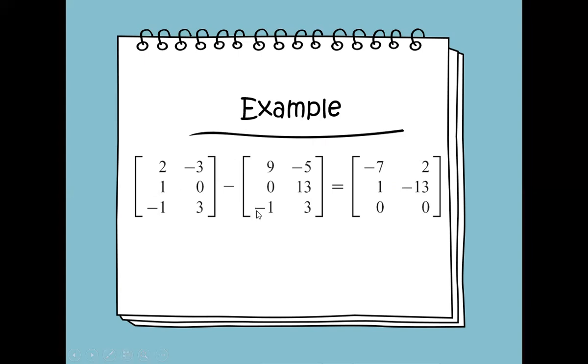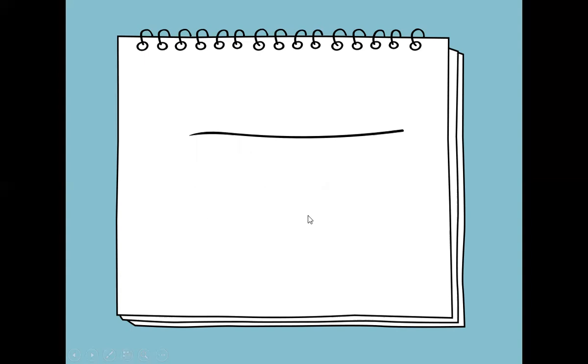-1 minus -1, negative with negative will be equals to plus. So minus 1 plus 1 will be equals to what? 0. 3 minus 3 equals to 0.